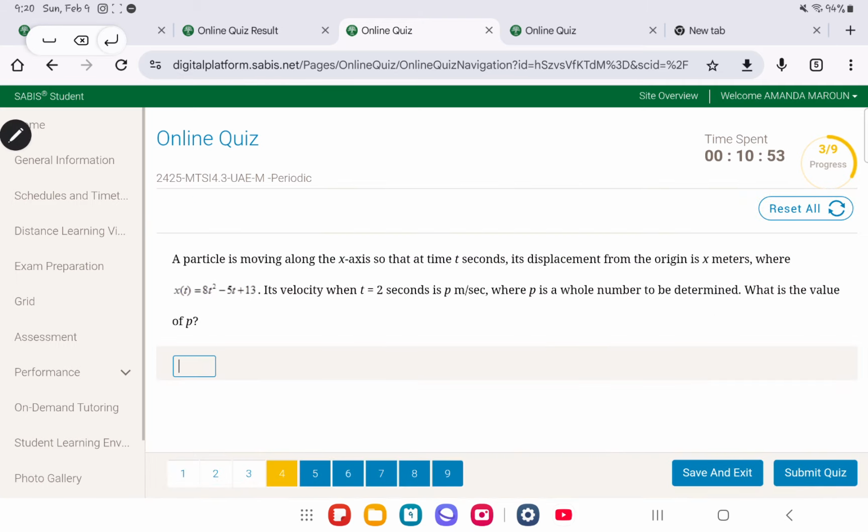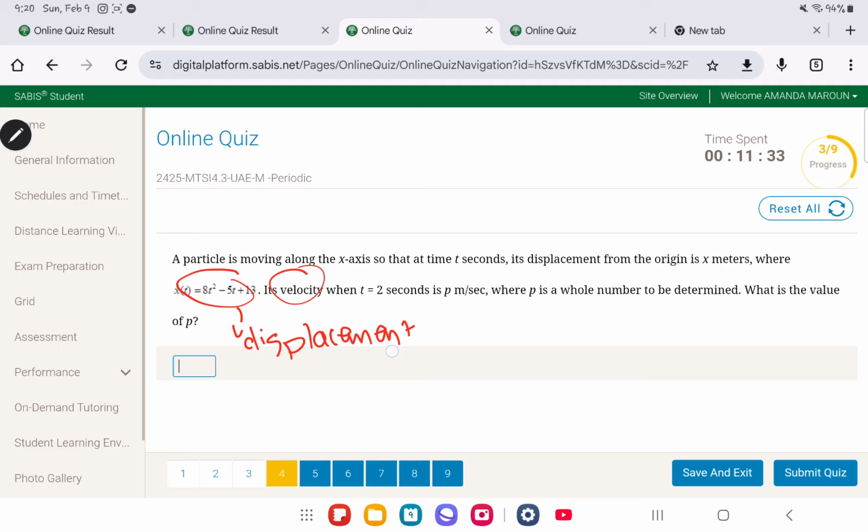Okay, a particle is moving along the x-axis so that at time t its displacement from the origin is x meters, where x(t) is equal to 8t squared minus 5t plus 13. Its velocity when t is equal to 2 seconds is p meters per second, where p is a whole number to be determined. What is the value of p? Very simply, this is the displacement, okay? And they need us to find the velocity when the time is 2 seconds.